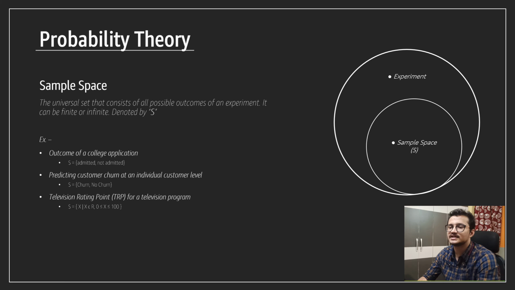In the previous examples that we saw, the outcome of a college application, the sample space could be the student was admitted or he wasn't admitted. Similarly, for predicting customer churn, the customer could churn, he could not churn, something like that. So this is how sample space and experiment are related. And we have just one last term in the basics of probability theory, that will create a story and give you the whole picture.